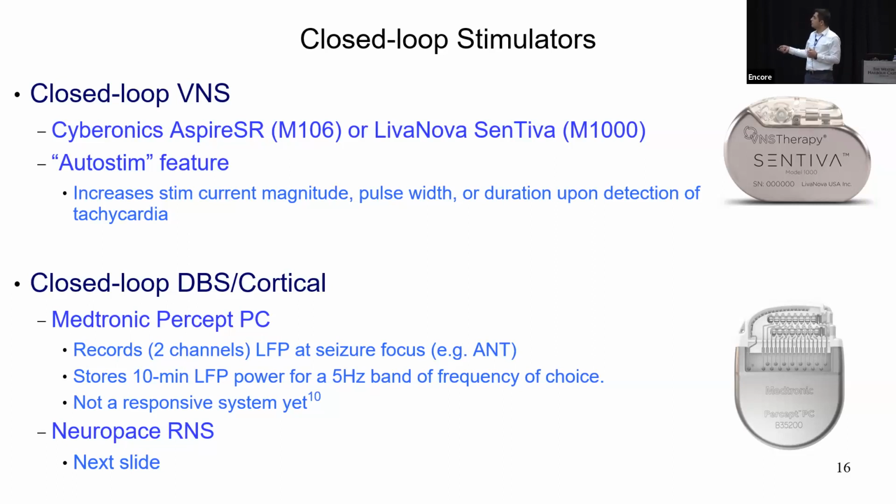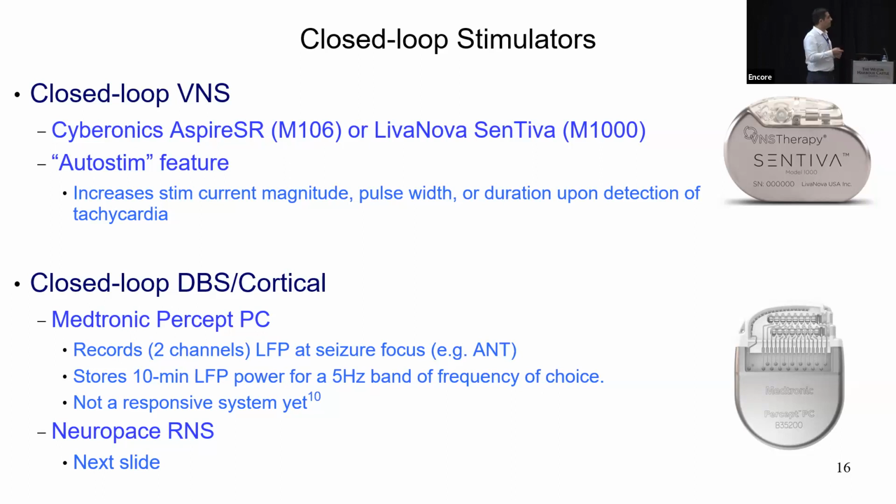We have closed loop deep brain stimulators or cortical stimulators as well. This is a device from Medtronic. It records brain signals, or neural signals, from 2 different channels. It can store some spectral information for those signals, and it can stimulate as well. To the best of my knowledge, although this device has the capability to be closed loop, it still is not a responsive device, and it doesn't trigger stimulation upon detection.